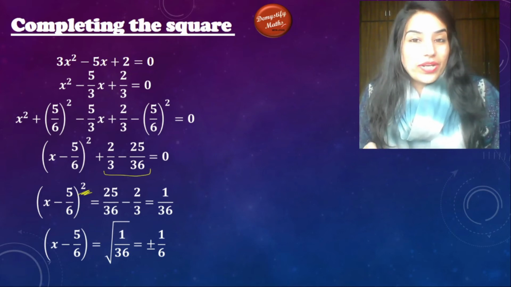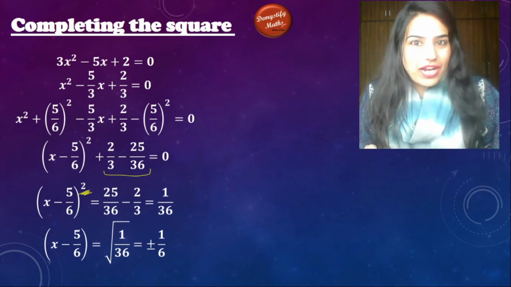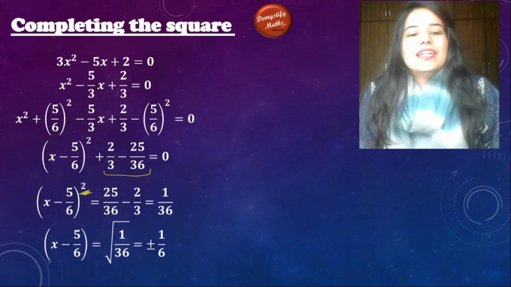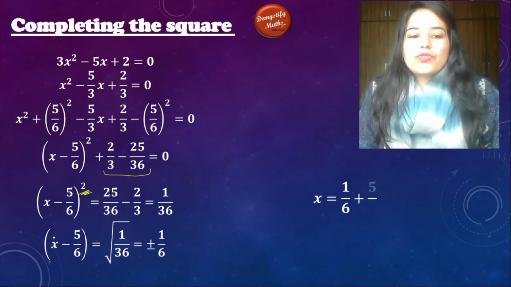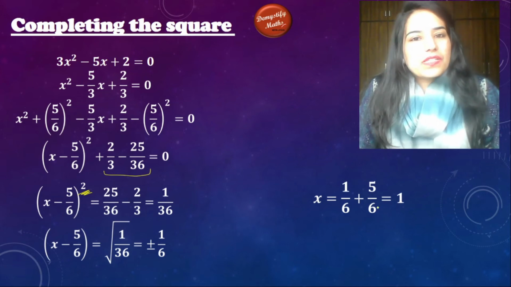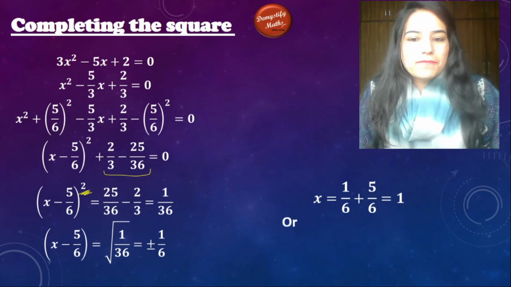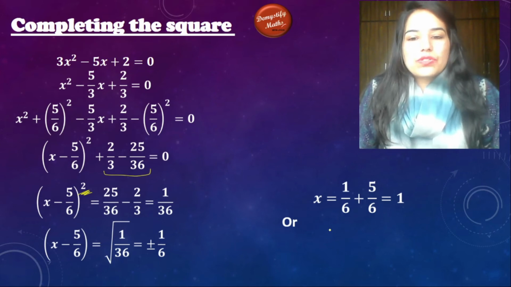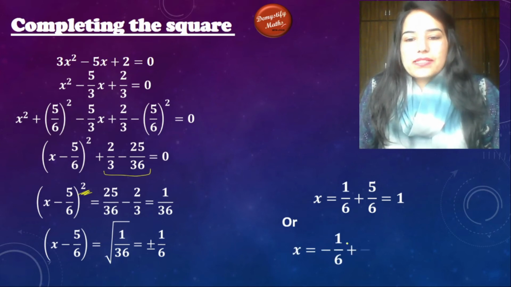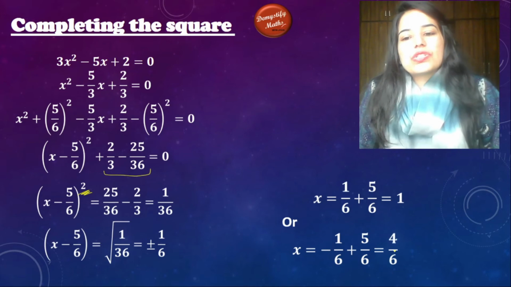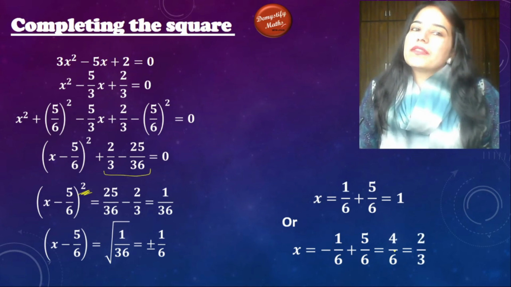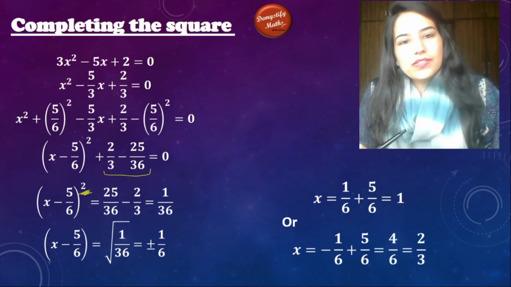Do not take only 1/6. Remember, it is quadratic. You're looking for two answers. Now, x will be equal to, transposing this, −5/6. So it is 1/6 + 5/6, 6/6, 1. Or x equals −1/6 + 5/6, which is 4/6 and 2/3. So, that was completing the square.